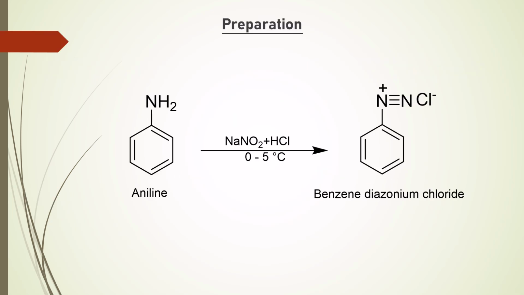So for the preparation of benzene diazonium chloride, we require aniline as the starting material. And when this aniline is treated with sodium nitrite and hydrochloric acid at a very low temperature, that is 0 to 5 degrees centigrade, we will immediately get this benzene diazonium chloride.